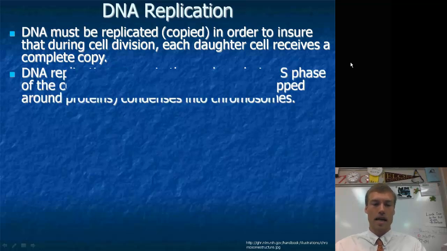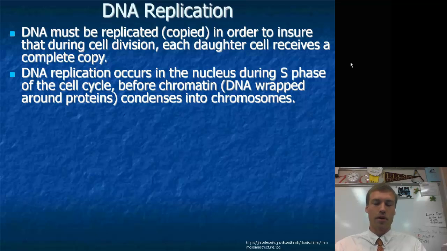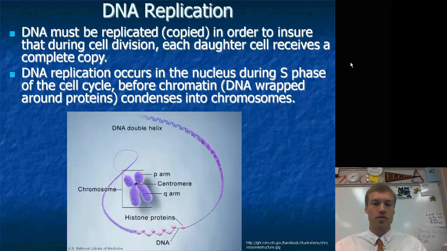So how does that process occur? Well, remember, it occurs during the S phase of the cell cycle, before the chromatin, which is the DNA that's spread out in the cell, condenses into the chromosomes. This shows you how DNA looks when it's spread out. There are these proteins that it wraps around, and then it coils up and forms a chromosome, and the centromere is in the middle.